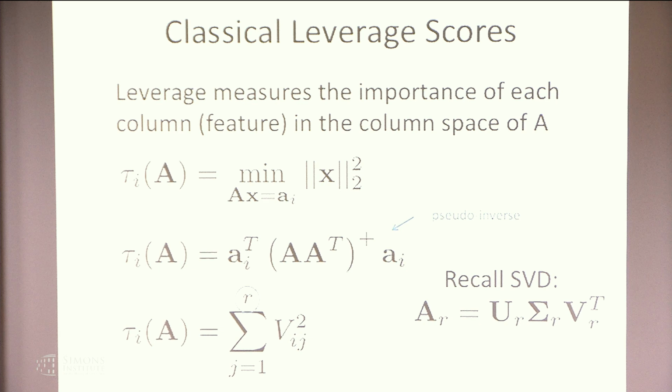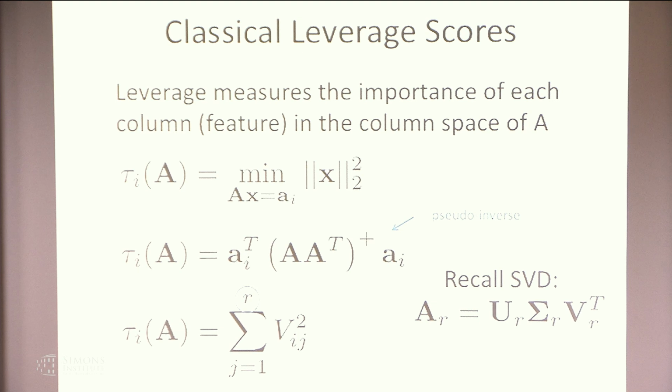And so if you recall your singular value decomposition, you can rewrite your leverage score yet again as a sum for each row in your left singular vector, you sum over the columns of the truncated right singular vector V. Make sure I said that right. You sum over the columns of the matrix of the right singular vectors. Okay, this is a leverage score.